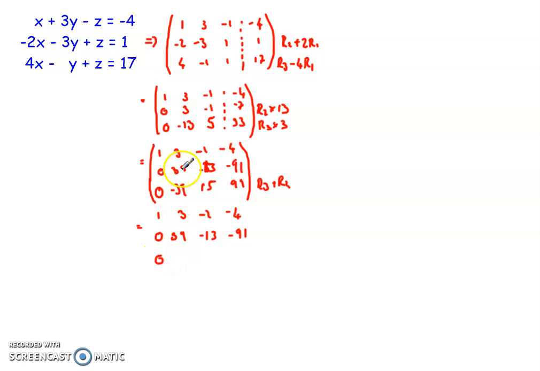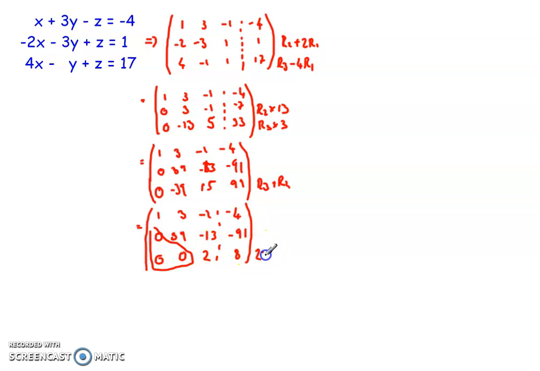I've then got negative 39 plus 39, so it's going to be 0. I've then got 15 plus negative 13, so take it away, I get 2. I've then got 99 plus negative 91, so 99 minus 91 gives me 8. So now that I've got to that upper triangular form, remember this whole triangle here is now all zeros, so I can start to read off solutions.